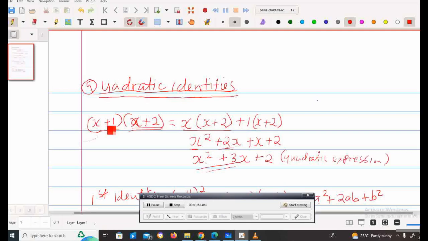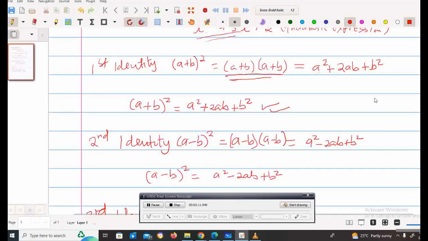Now the process of opening these brackets is called expansion. The expansion process can be made easier if we understand some other techniques called quadratic identities. There are 3 of them. Let's look at the first one. When we have something like a plus b squared, this is the same as taking a plus b in brackets multiplied by itself again, just the way we square a normal number.